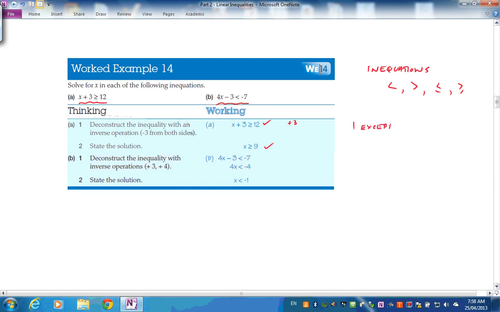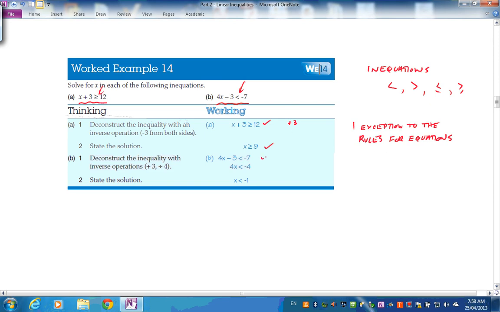This generally works. There is one exception to the rules for equations, and we're going to do this a bit later on. I don't know whether you've seen this before, but we'll do that a bit later. There's only one exception. So what we're going to do for a start are all ones that work using the same approach as if these were equal signs.